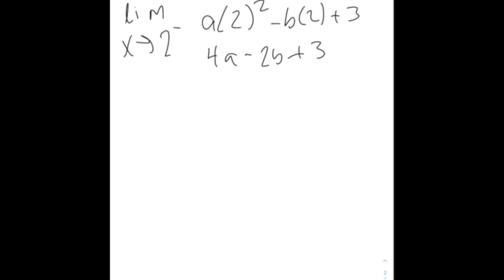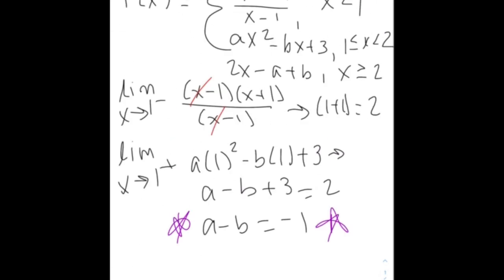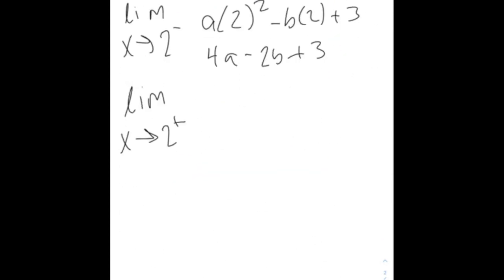All right, now we're going to go to our next limit. Limit of x approaching 2. And we're going to put this into the last equation given, which is 2x minus a plus b. So let's do that. We're going to have 2 times 2 minus a plus b. 2 times 2 is 4. So we're going to have 4 minus a plus b.